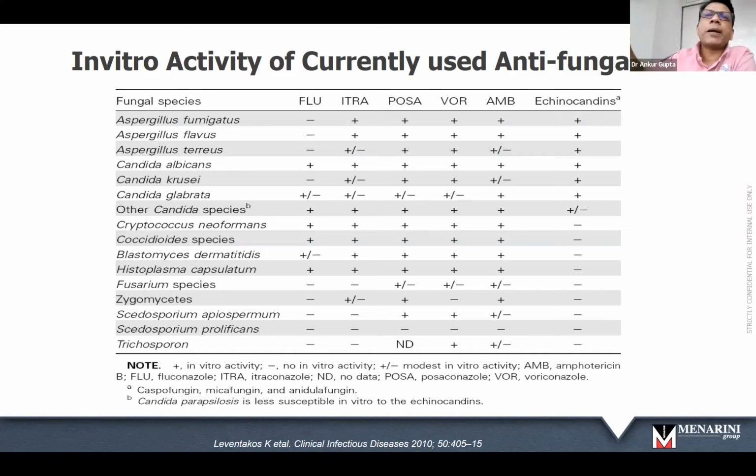One, broadest spectrum antifungal is amphotericin B. First pearl. So I'm just giving you some pearls and pitfalls. Broadest spectrum antifungal is amphotericin B. Drug of choice for Candida albicans is fluconazole. Drug of choice for aspergillosis is voriconazole. Drug of choice for Candida non-albicans is echinocandins. Drug of choice for prophylaxis in neutropenic patients is posaconazole. Drug of choice for mucormycosis is liposomal amphotericin.